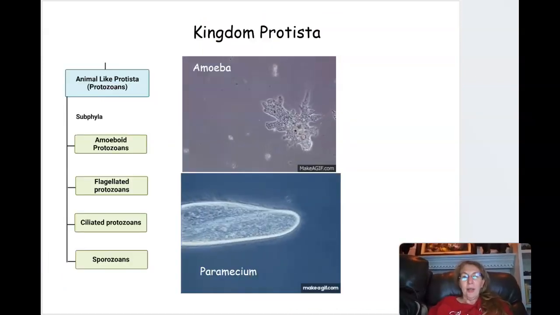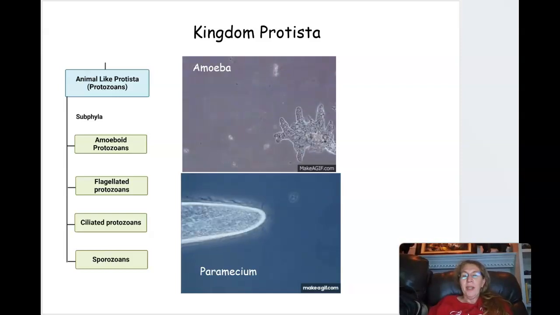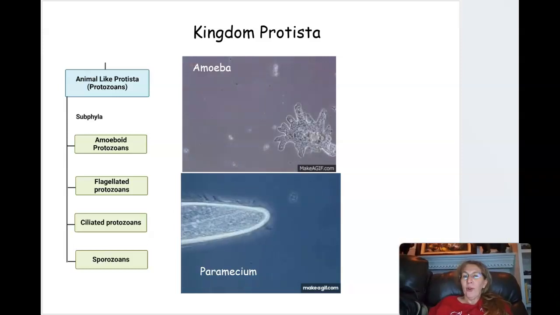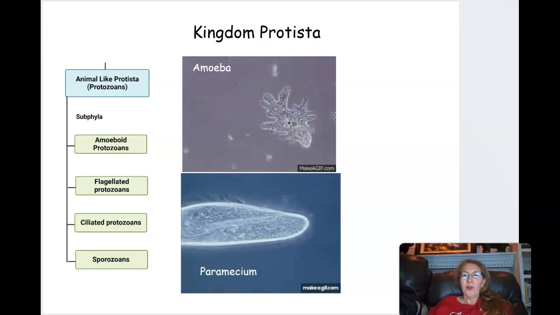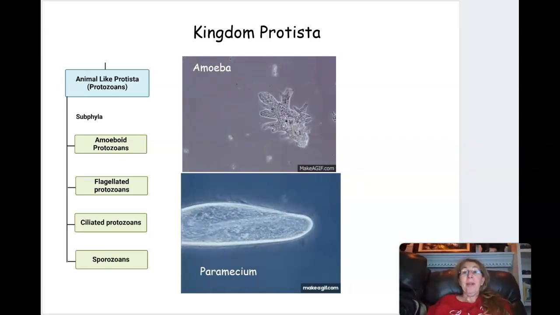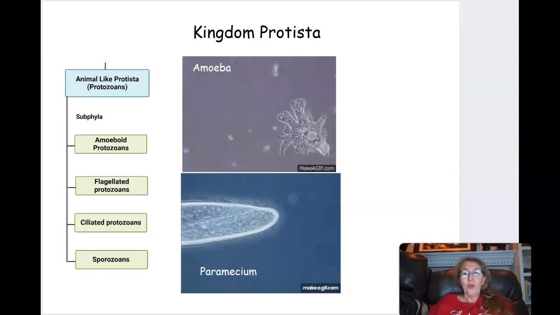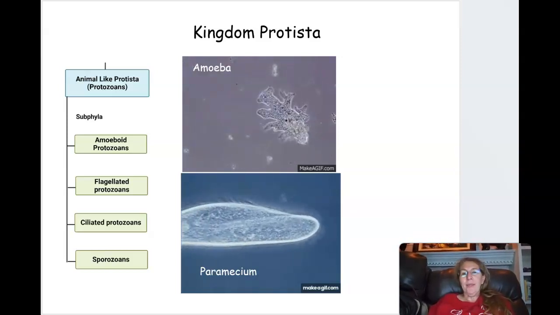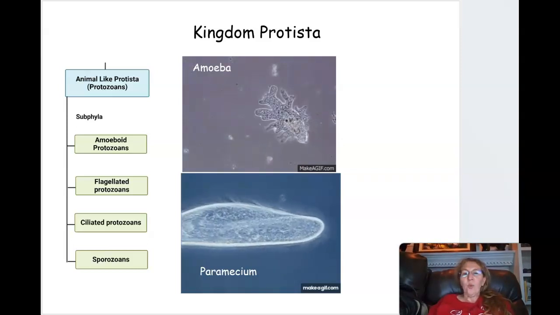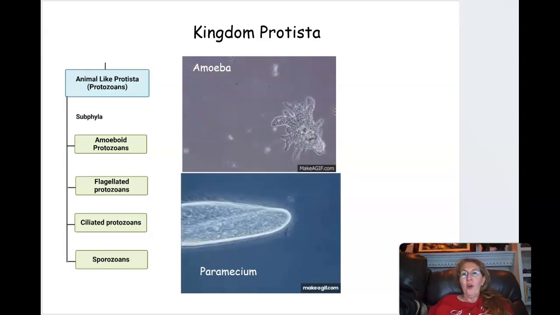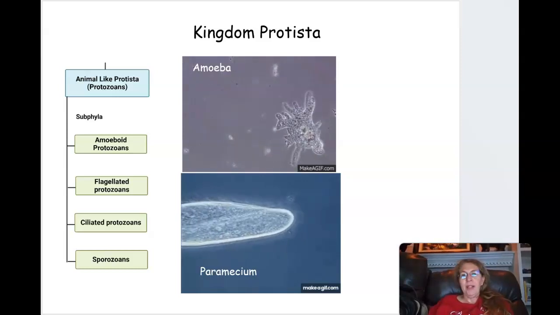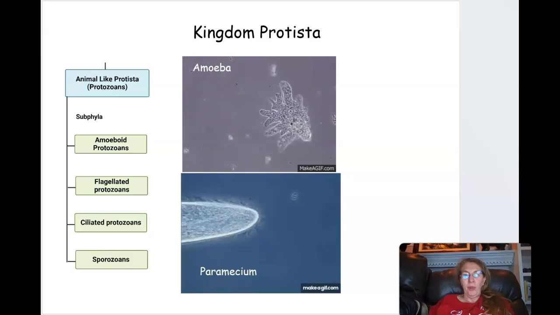The next are the animal-like Protista. And so you have the amoeba on the top, which is moving by what are called pseudopods, or false feet. Pseudo means false or fake, and pod means foot. So amoeba moves by pushing out pseudopods, and then you see the paramecium. And the paramecium is a unicellular organism, and you see on its side those wave-like little hair-like projections. Those are called cilia. So the whole body of the paramecium is covered with hair-like projections that help it move.